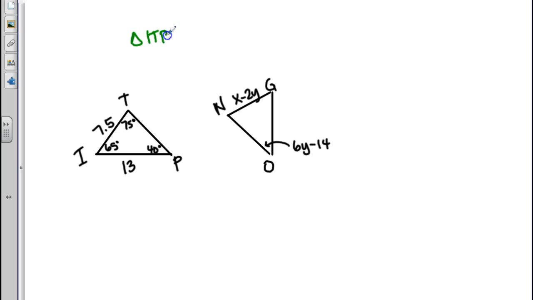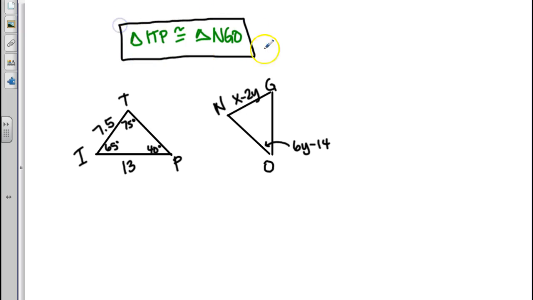triangle ITP is congruent to triangle NGO. Now, it's kind of cool when they write this for you because really they tell you corresponding parts and corresponding angles by the way that they write this statement right here. We are detectives and this is our first major clue. All right, so what this tells me about angles, I go in order.